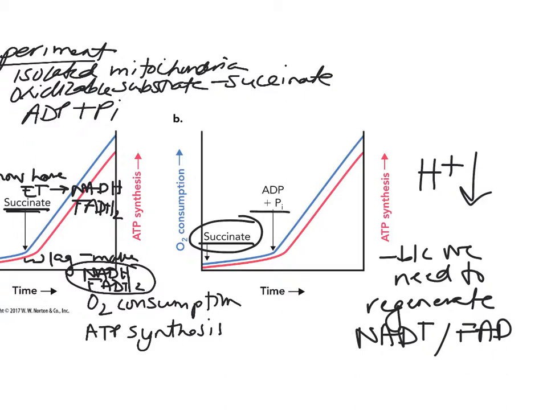Now once we add ADP and inorganic phosphate, protons can flow down their gradient, driving electron transport forward, and you get an increase in O2 consumption, and we get an increase in ATP synthesis. And again, you can see that lag here. That's followed by ATP synthesis, because first we have to have electron transport, followed by ATP synthesis.